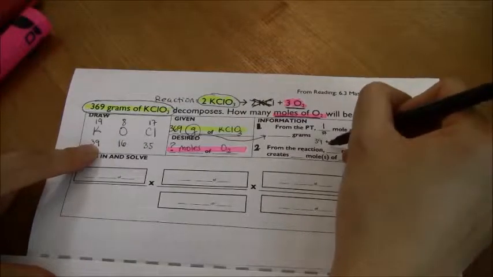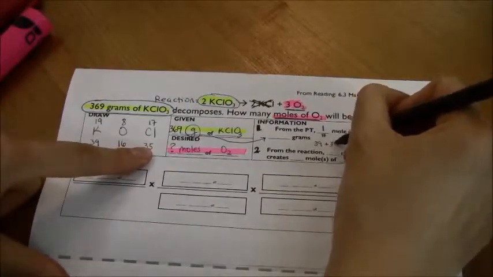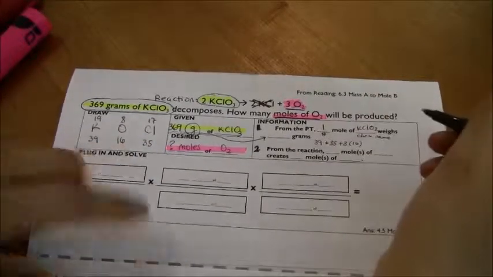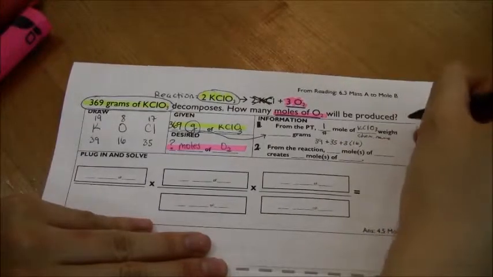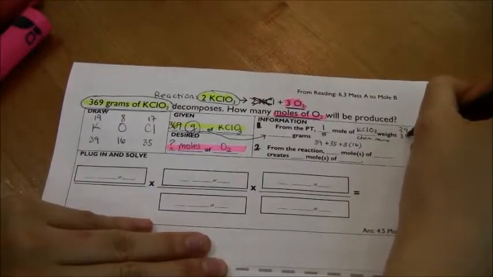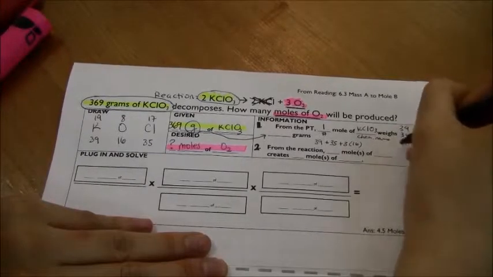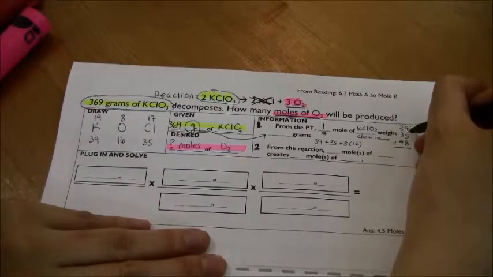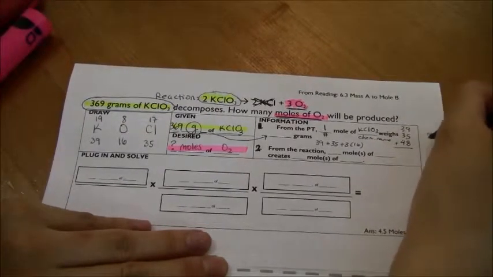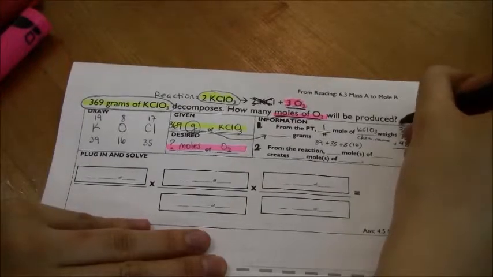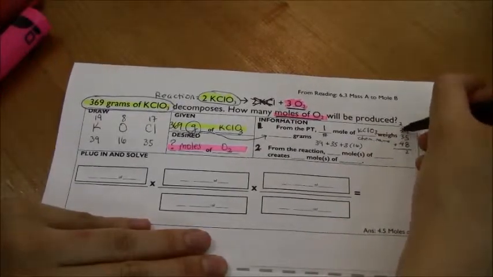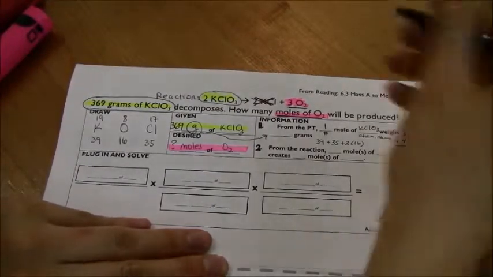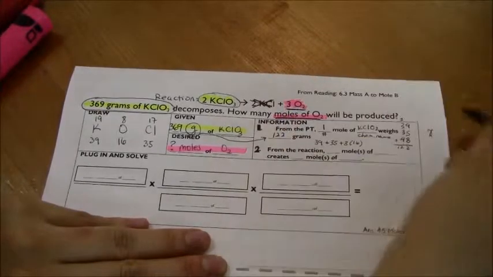Potassium weighs 39. Chlorine weighs 35. And be careful, there's 3 oxygens. So that's going to be 39 plus 35 plus 48, because 3 times 16 is 48. So let's do some math. 9 plus 5 is 14, plus 8, 22. 2 plus 3 is 5, 8, 12. So we have the total weight as 122 grams.